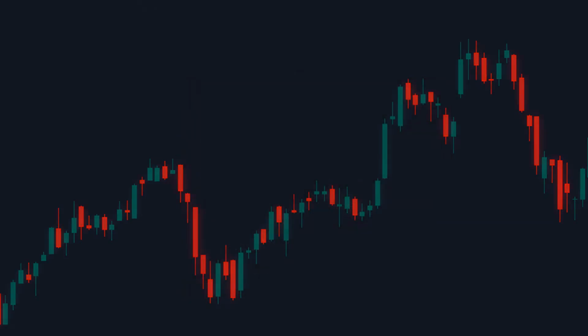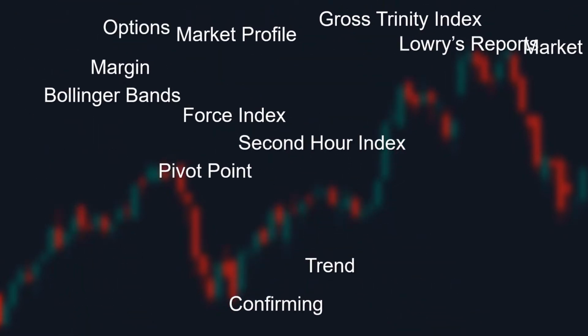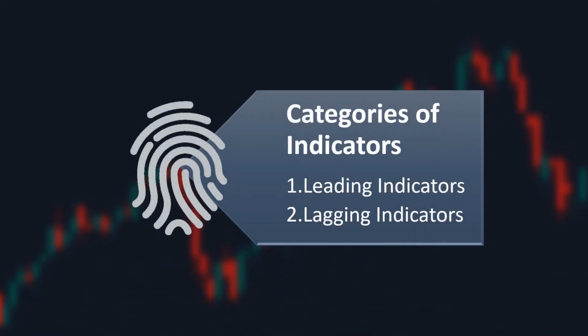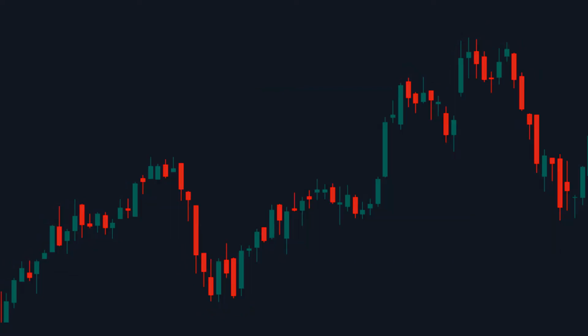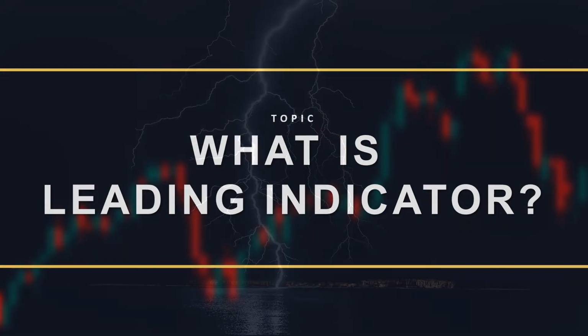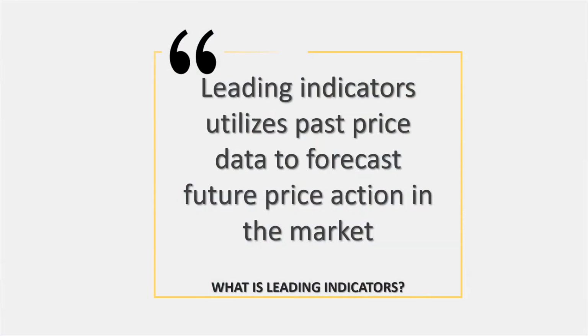There are various types of indicators available in the financial market, like momentum, trend, confirming, tape indicator, and many more. All these indicators are classified into two categories: leading indicator and lagging indicator. What is a leading indicator? An indicator that might predict future success. A leading indicator forecasts future outcomes and events. Leading indicators utilize past price data to forecast future price action in the market.